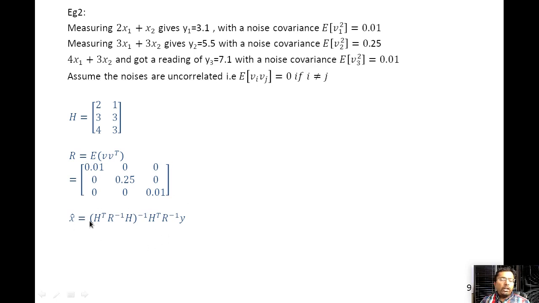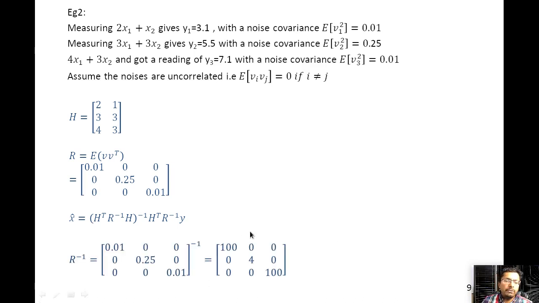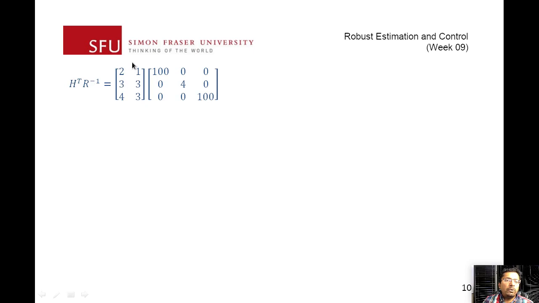So then, if you recall, the formula for calculating x hat would just be this over here times y. Again, if you have a scientific calculator, you can do this and calculate the value, but I'm going to run through all of the steps just to make sure everybody's on the same page. So we need to calculate R inverse. For a diagonal matrix, the inverse is just the inverse of all of the diagonal elements, so this becomes 100, 4, 100. And then h transpose R inverse is going to be 2, 3, 4, 1, 3, 3 times the matrix with 100, 0, 0, 0, 4, 0, 0, 0, 100.